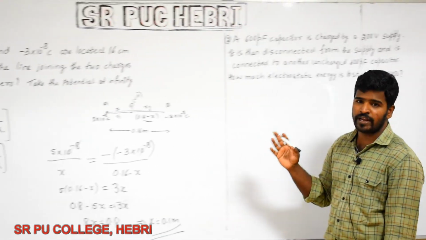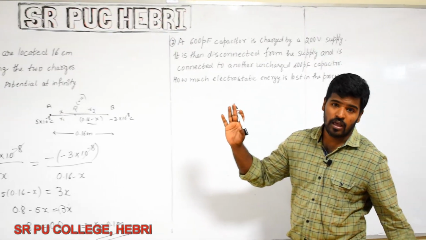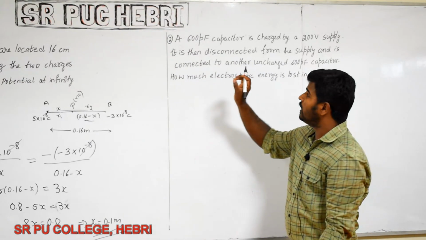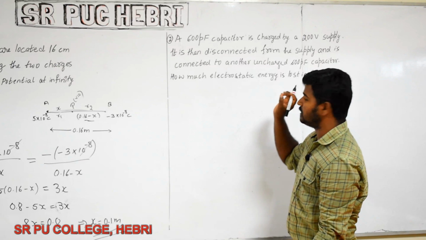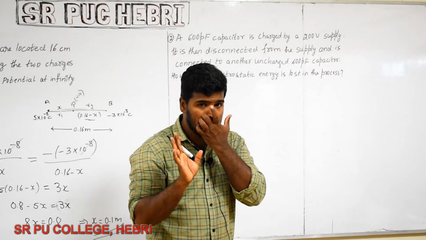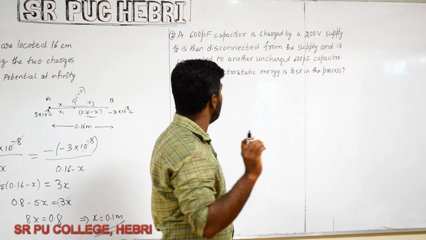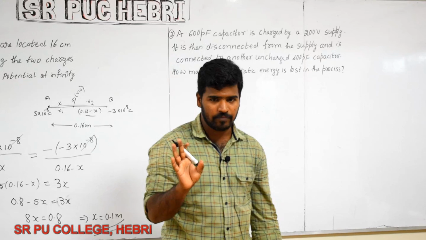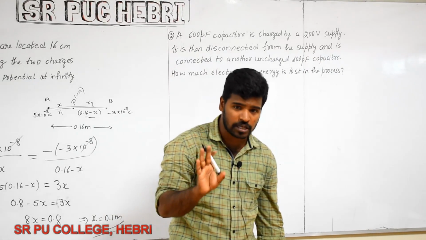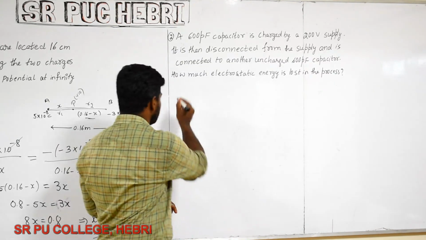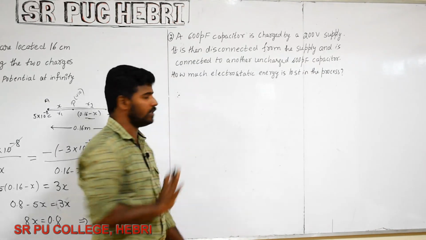The second one, the very important one, that is based on energy stored in a capacitor. See here, a 600 picofarad capacitor is charged by 200 volt supply, which means that the capacitor begins to charge by the applied potential of 200 volt. So what do I do? First I write the given condition.